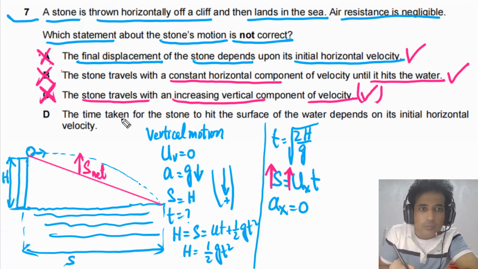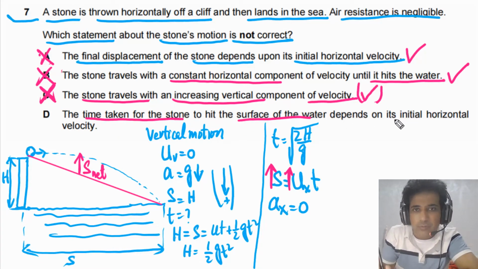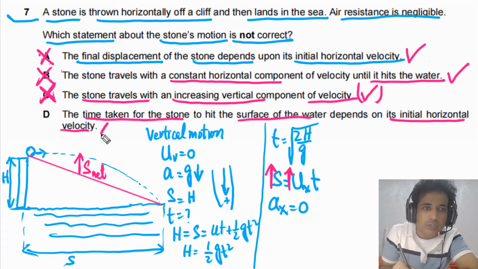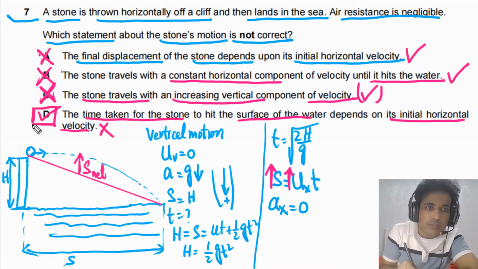If you go to option D, it is given to us the time taken for the stone to hit the surface of the water depends on its initial horizontal velocity. But you see, time only depends on height and acceleration due to gravity. So this statement is incorrect. So the answer is D. So D is the right answer.